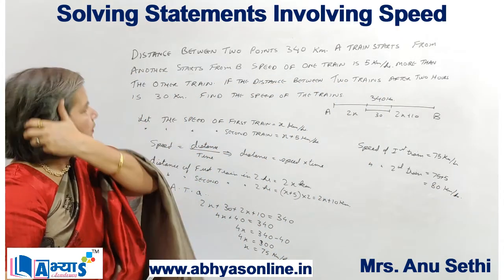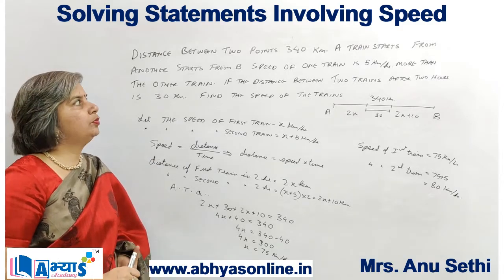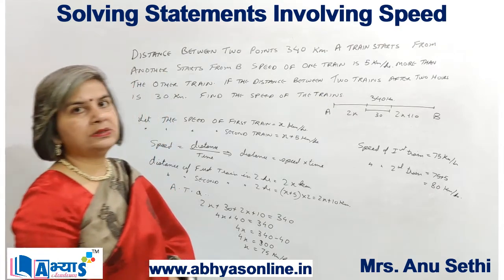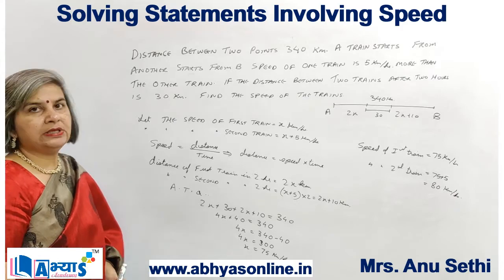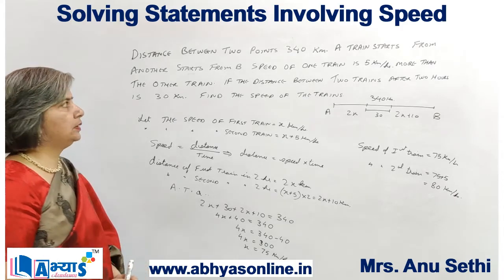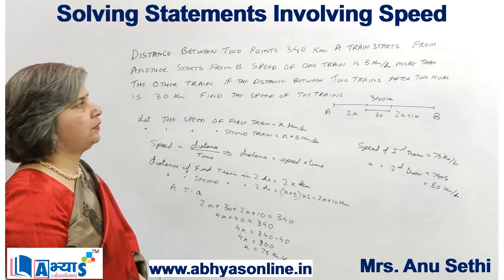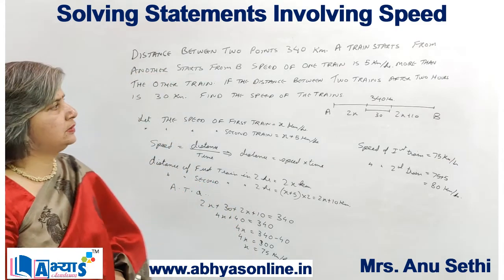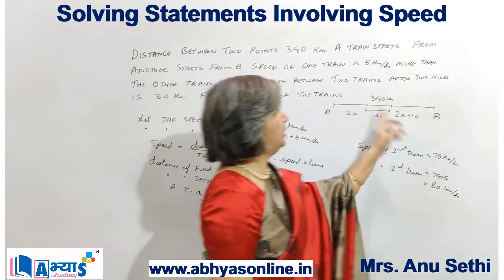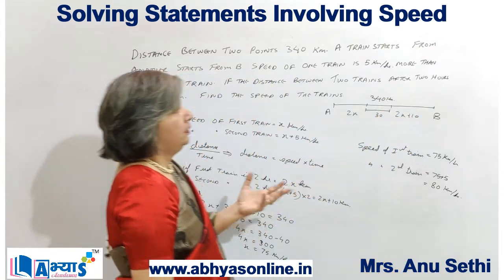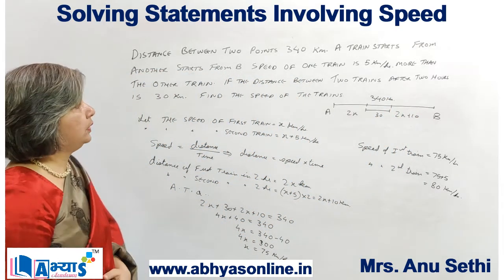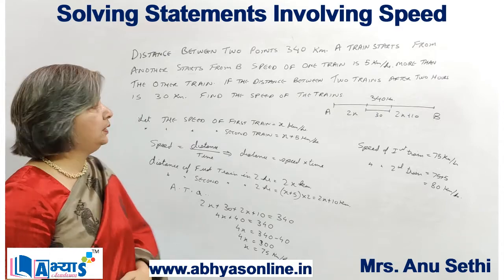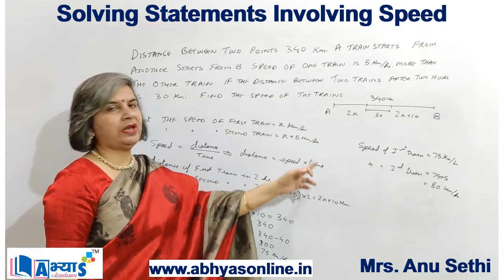Let us summarize. We were given that the distance between the 2 points was 340 kilometers. A train starts from point A and the other starts from point B. The speed of one train is 5 kilometers per hour more than the other train. If the distance between the two trains after 2 hours is 30 kilometers, find the speed of the trains. Both the trains have travelled for 2 hours. So let us first assume the speed of first train to be x kilometers per hour, then the speed of the second train will be x plus 5 kilometers per hour.